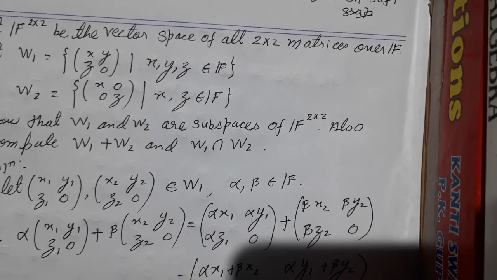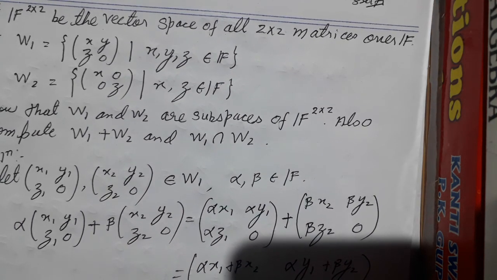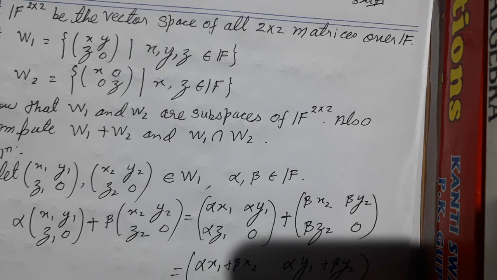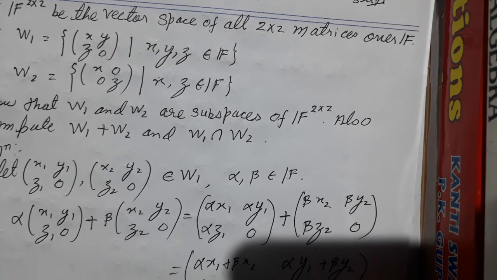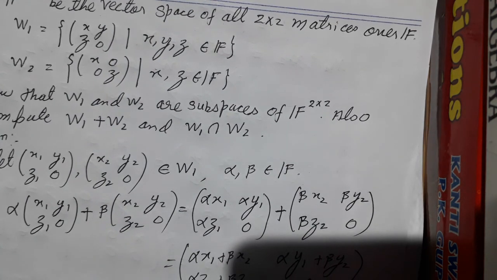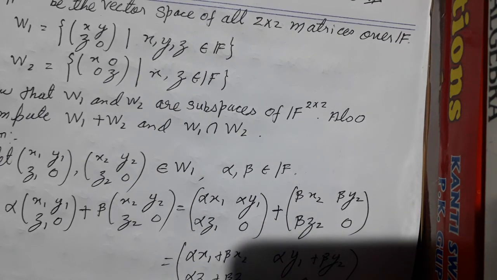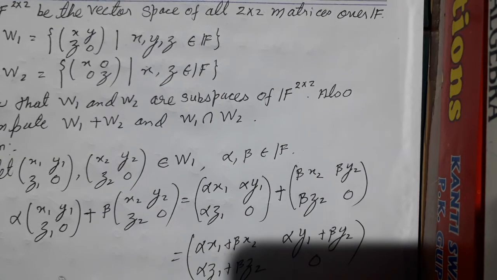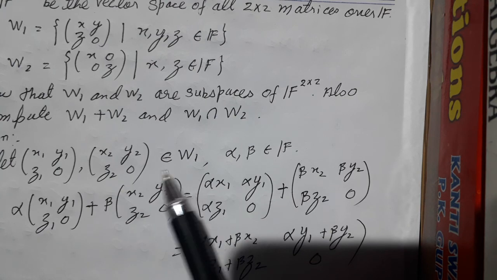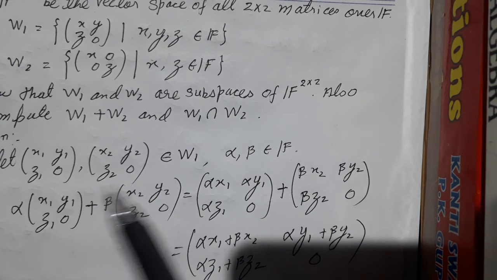In this question, we are going to show first of all W1 and W2 are subspaces, and we're going to find what is W1 plus W2 and what is W1 intersection W2. So I take two elements in W1. I want to show that W1 is a subspace, so I take two elements in W1.